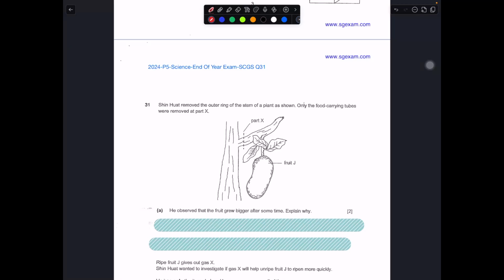So today I'll be going through P5 Science end of year papers on Singapore Chinese Girls School question number 31. So 31A is on plant transport systems, where we are dealing with the food carrying tube, or sometimes it could be the water carrying tube, depending on how the question is phrased.